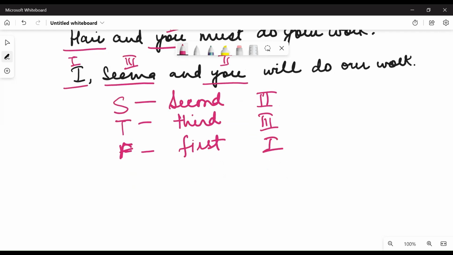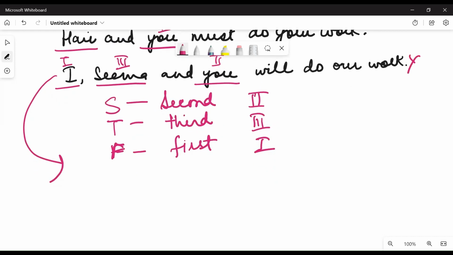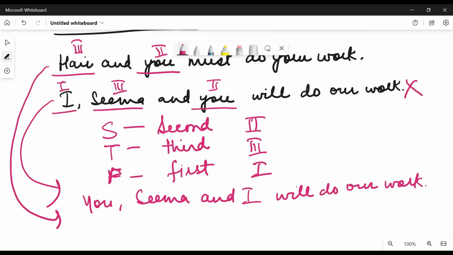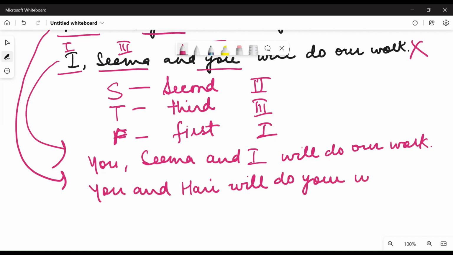तो आप ये देखिए, सेकेंड सेंटेंस की बात करें, बिकॉज इट हैज ऑल थ्री पर्सन, सो द करेक्ट, दिस इज रॉन्ग. द करेक्ट विल बी, इट हैज टू बी you, Seema, and I will do our work. Right? And in the first sentence, Hari and you, when second and third are there, so it will be you and Hari will do your work. I hope it is clear.